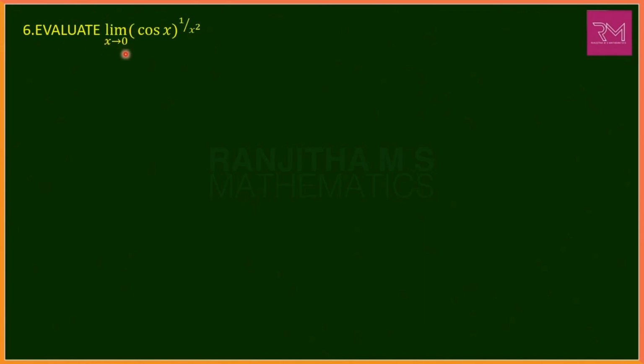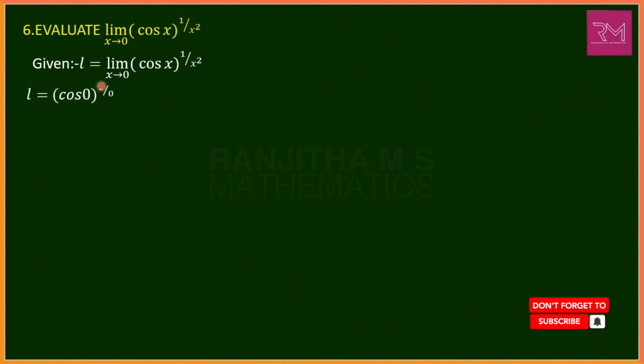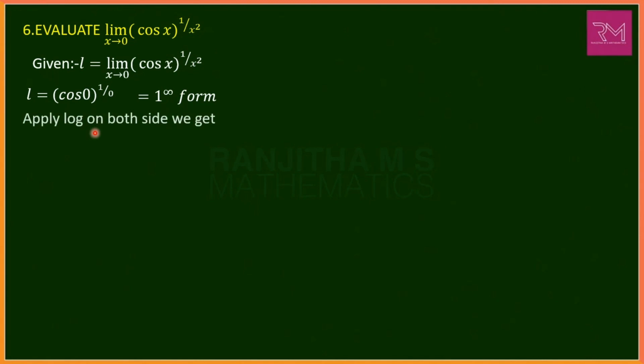Evaluate limit as x tends to 0 cos x whole power 1 by x square. Take the given problem. Substituting x value as 0 over here, we get L is equal to cos 0 whole power 1 by 0. We know that cos 0 value is 1. 1 power 1 by 0 is infinity. This is of the form 1 power infinity. Hence, we have to reduce this form to 0 by 0 or infinity by infinity form. We have to apply log on both the sides.